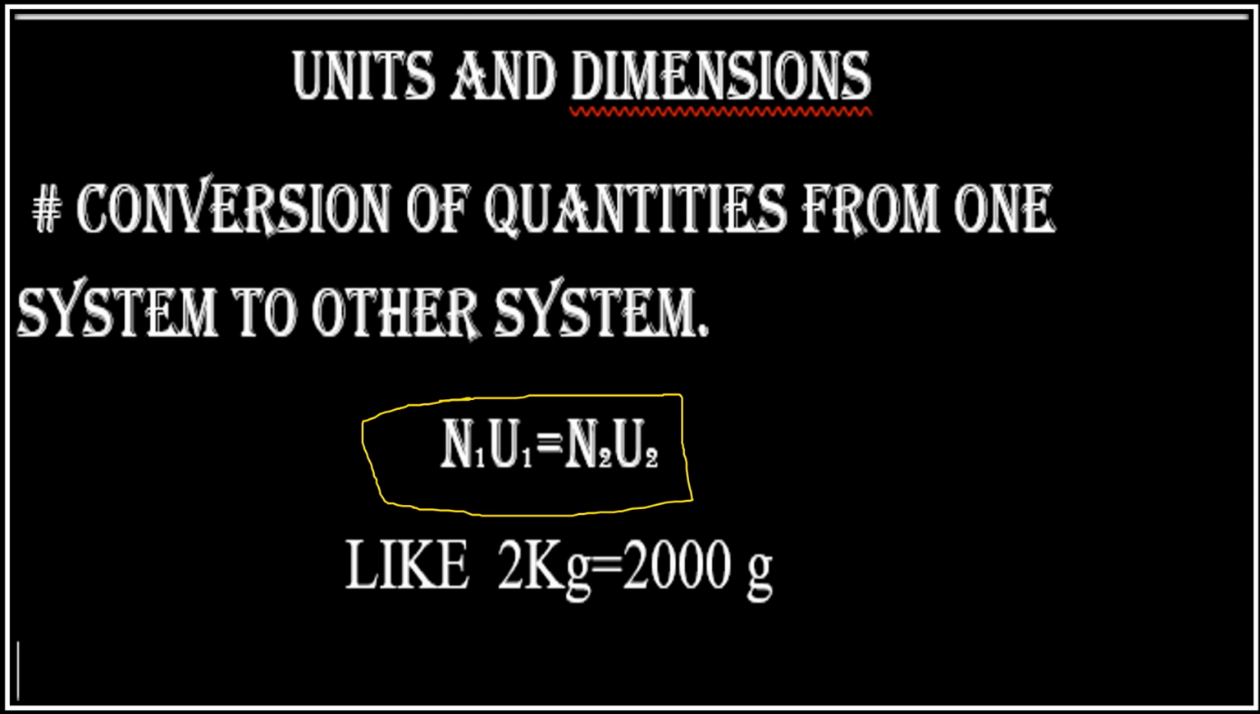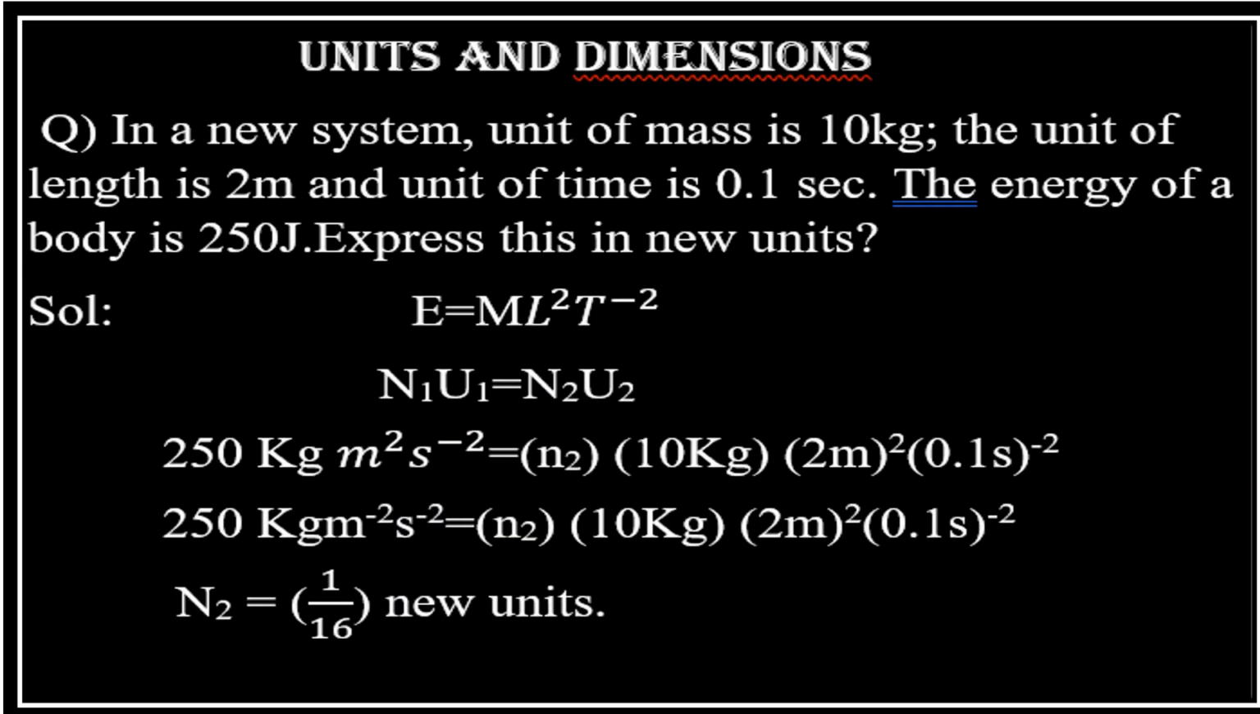For your understanding, I have taken 2 kg. N1 is 2, U1 is kg. 2 kg is equal to 2000 grams. N2 is 2000, U2 is g. This is the explanation for this.